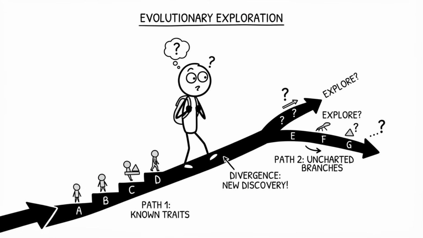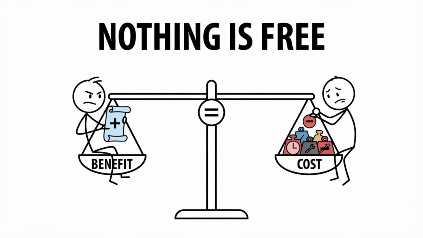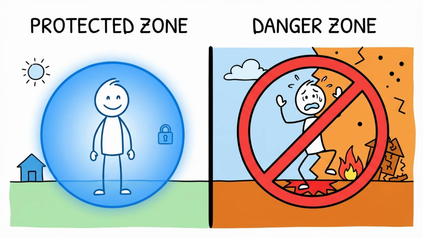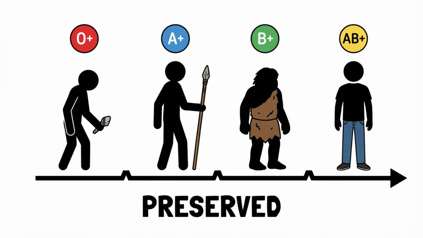Now consider the opposite possibility. A blood type that offers protection from one disease may have disadvantages elsewhere. Evolution rarely gives something for free. A trait can help in one environment and hurt in another. This creates a genetic tug-of-war, and that may help preserve multiple blood types.